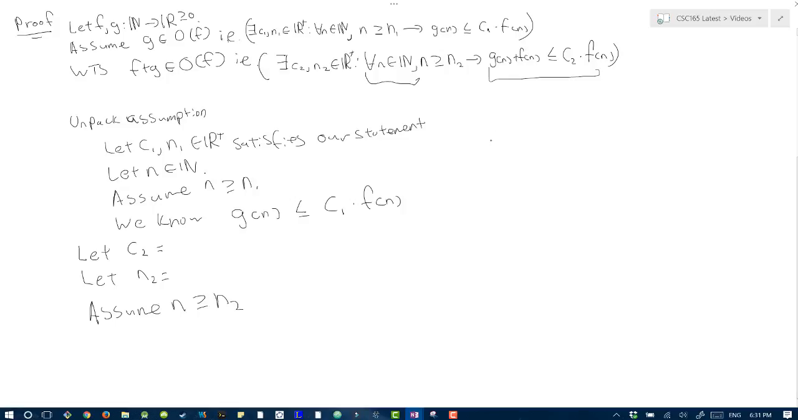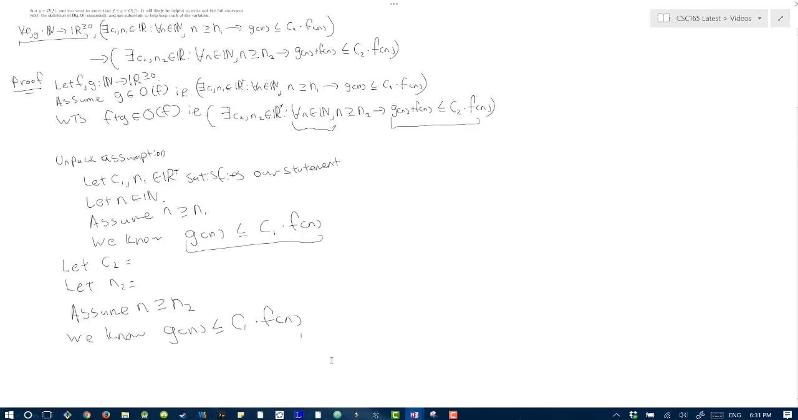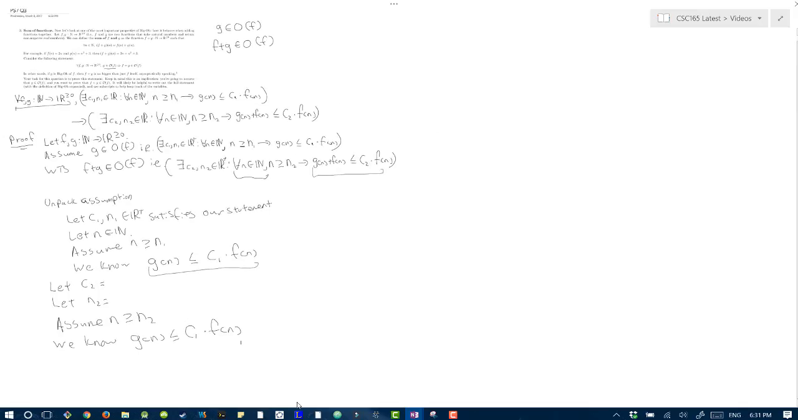So we take this. We know g of n is smaller than or equal to c1 times f of n, right? We do know that. Let me zoom out a little bit here. Okay, so that's what we know, and we'll continue this proof over here afterwards.